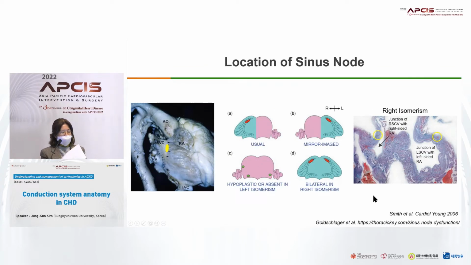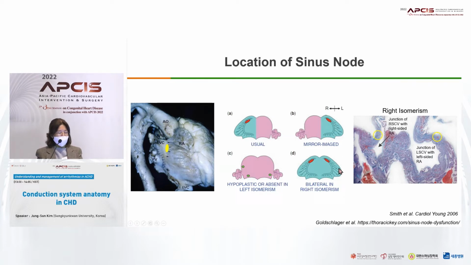From now on, let's talk about the conduction system in the heart with congenital heart disease. As mentioned before, the SA node is positioned at the junction of the superior vena cava and the right atrial appendage in the usual arrangement, as well as the corresponding area in mirror-imaged atrial arrangement.